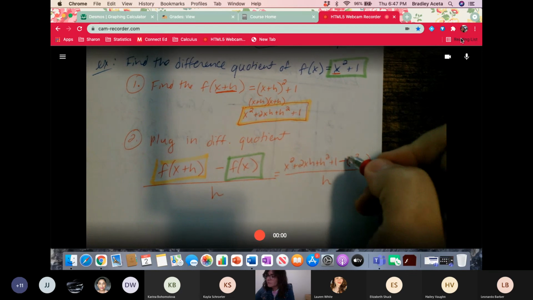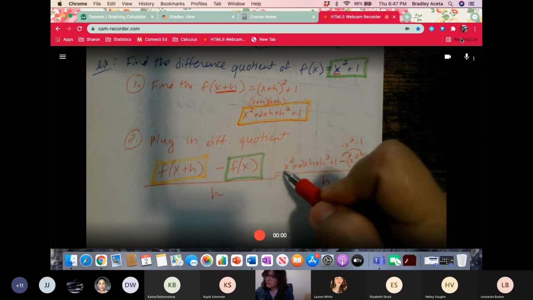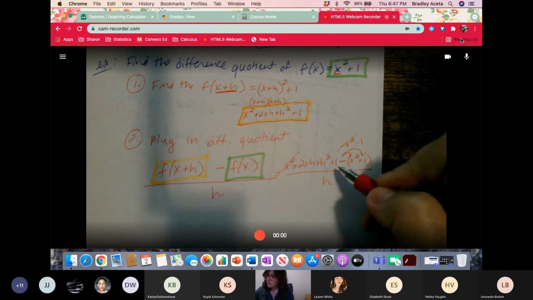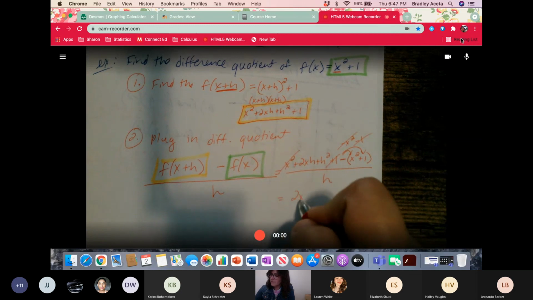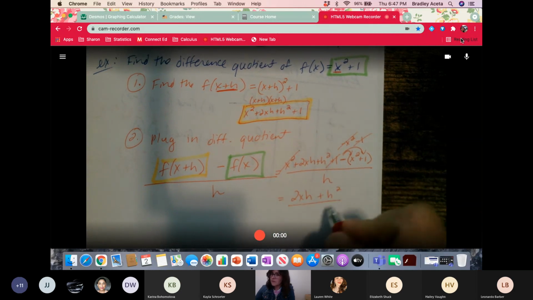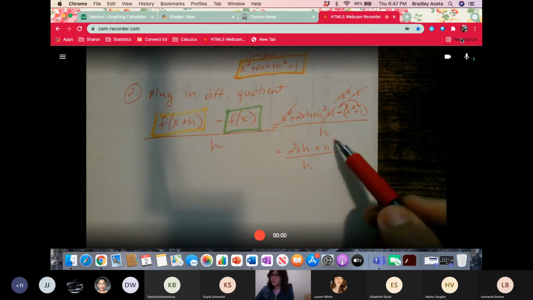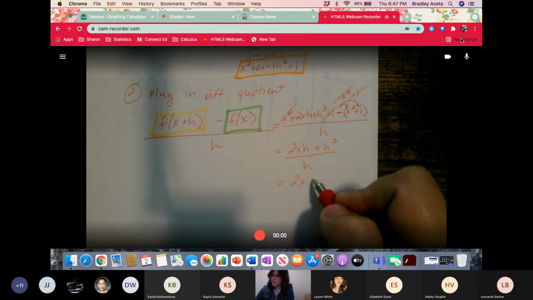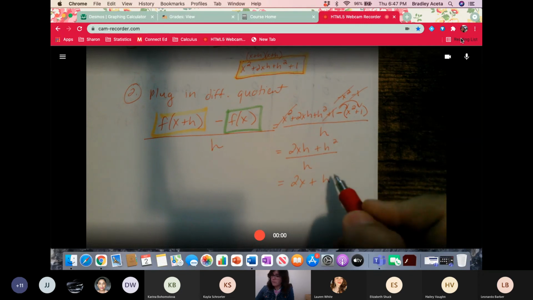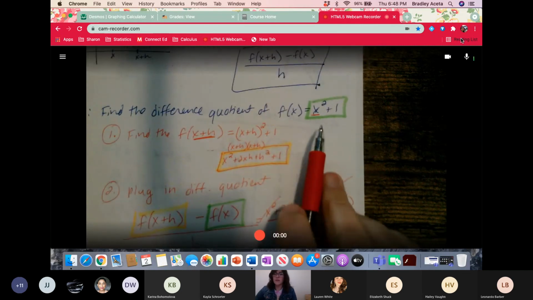And I go to clean it up. So I'm going to distribute that negative, which would be negative x squared minus 1. And look what cancels. The x squared goes bye-bye. The positive 1 and the negative 1 go bye-bye. So all I have is 2xh plus an h squared divided by h. Can that clean up any further? Sure, you can get rid of an h. So you would be left with 2x plus h. And that is the difference quotient for this function right here.